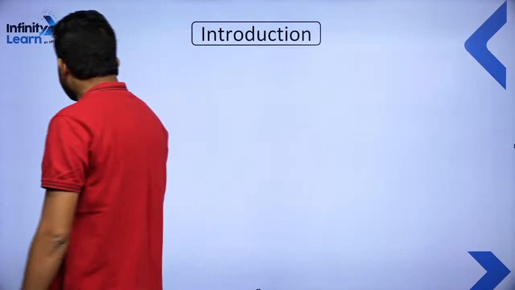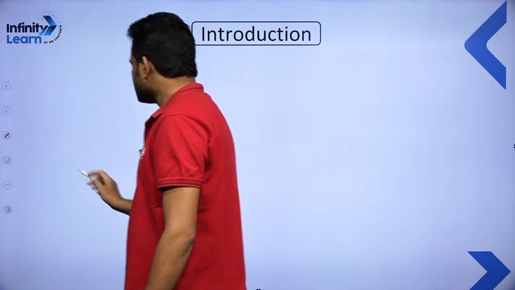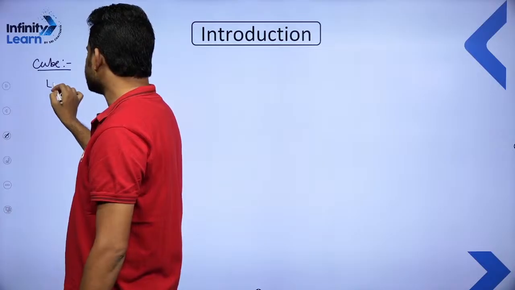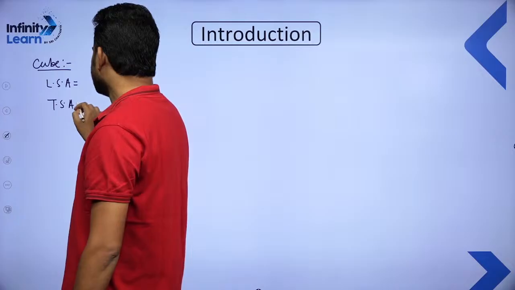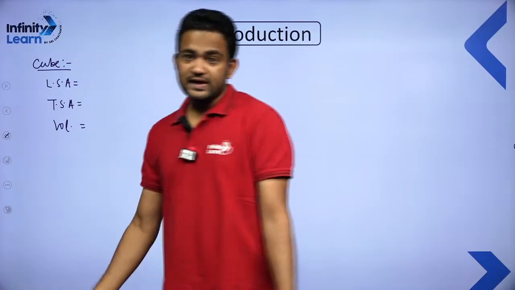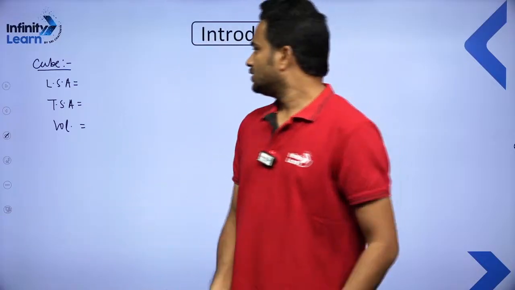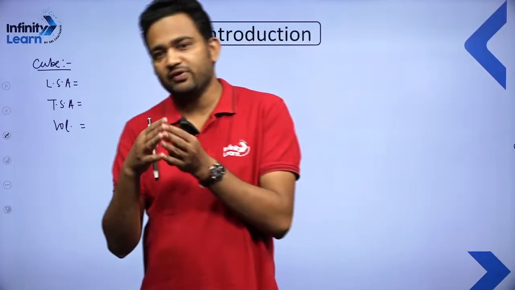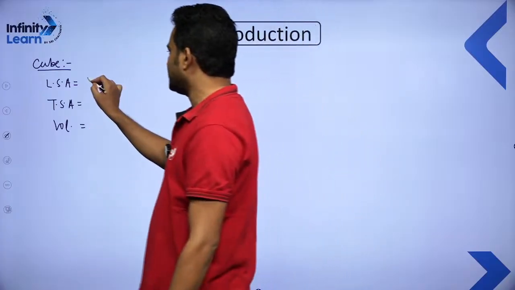Let's start with the first solid, that is cube. So in cube there are three formulas: lateral surface area, means area of four walls, total surface area, that is area of all faces, and volume, right? In the case of cube, length, breadth and height are the same. Let us assume L, B, H is a, right? So lateral surface area means area of four walls. Every face is a square, and area of one square is a square, so it will be 4a square, right?